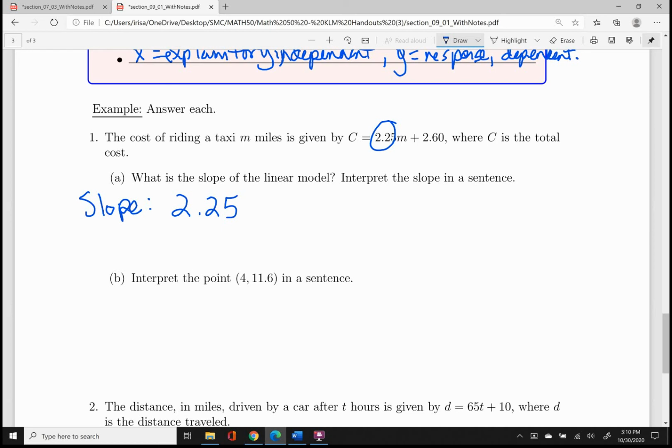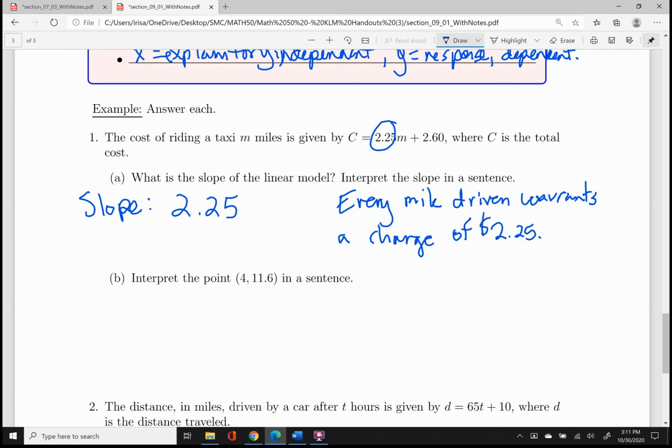Interpret the slope into a sentence. So it's cab fare, right? Riding a taxi. This is saying that every mile that is driven warrants a charge of $2.25. $2.25 for every mile. It's basically one way to interpret that.